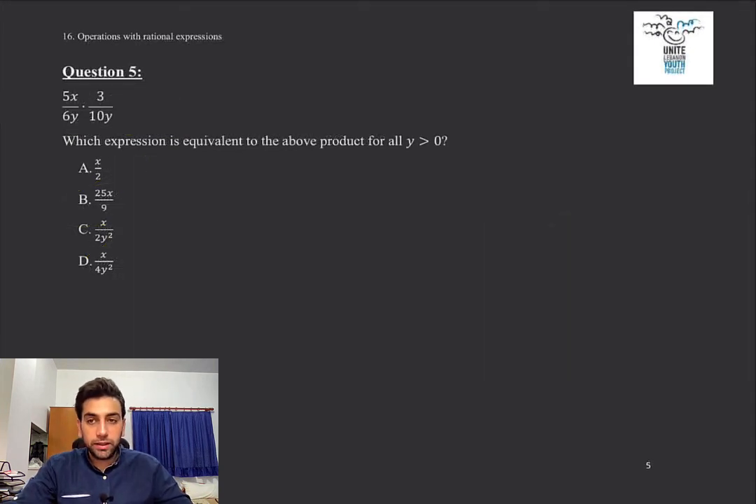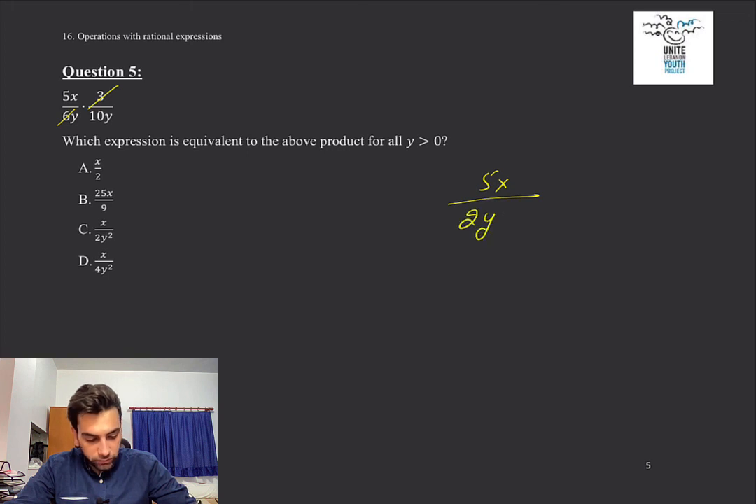Last but not least, exercise number 5. Which expression is equivalent to the above product for all y greater than 0? In this case, y is in the denominator, thus we choose y to be greater than 0. Here what we can do is just factorize 3 from both expressions. So from the numerator and the denominator, we'll be left with 2y instead of 6y in the denominator, and in the numerator we will be left with 5x over, so here we have 2y times 10y.